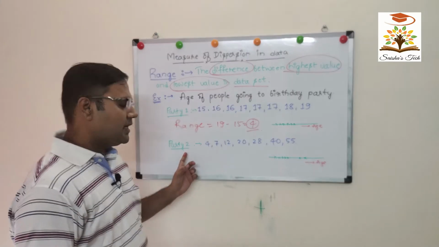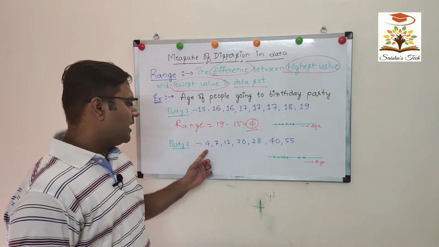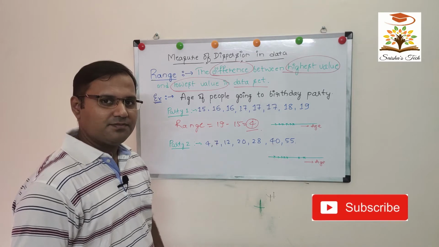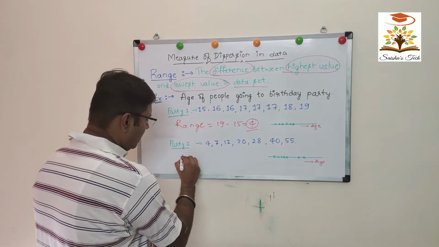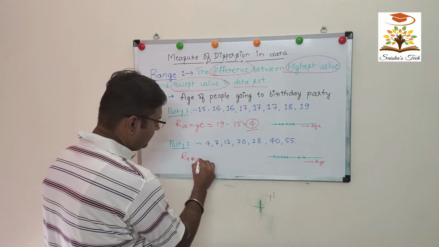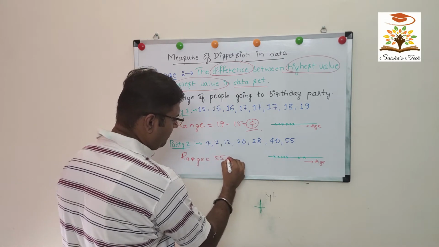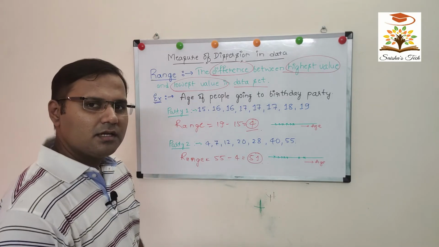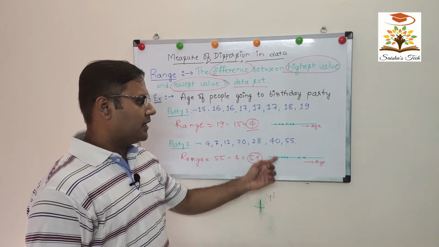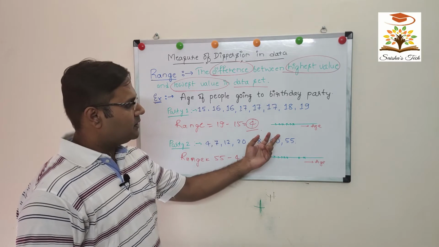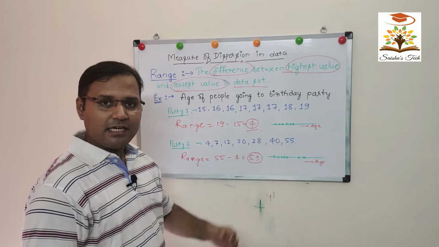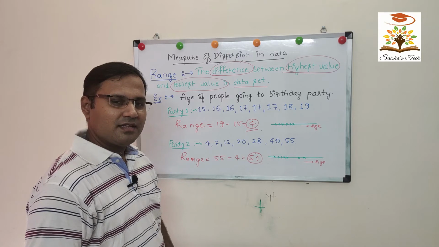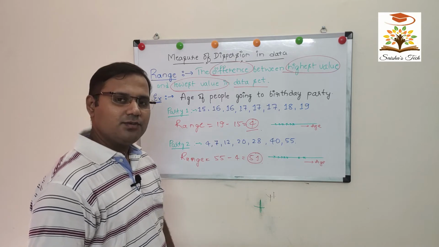Similarly, in birthday party 2, we can observe there are some of the children and some of the parents with grandmother and grandfather. Hence, this party range is 55 minus 4, that is 51. If we plot these values on a diagrammatical representation, we can observe in party 1 the ages are tightly coupled, whereas in party 2 the ages are spread. This can be concluded from these two examples.